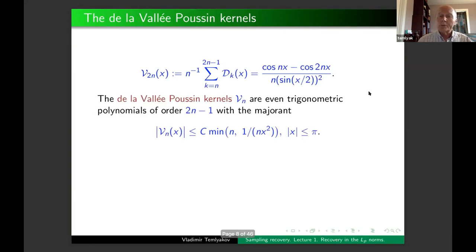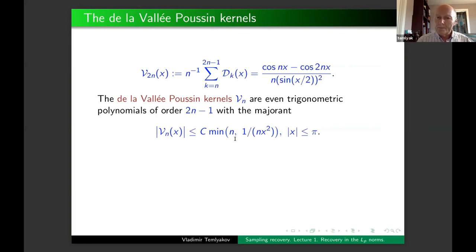So now some properties of this kernel. Again, it is clearly an even trigonometric polynomial. This is the same as the Dirichlet kernel. And as I already said, it is a polynomial of order 2n minus 1. And here is the majorant. And in a certain sense, this majorant is better than for the Dirichlet kernel.